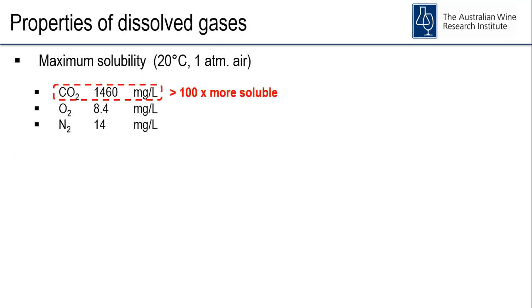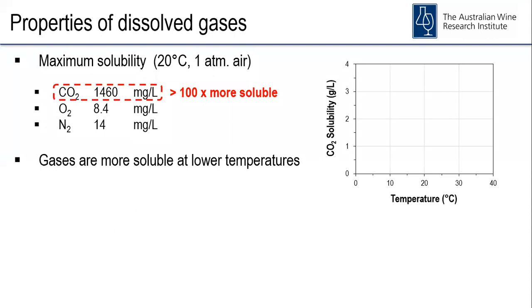I guess the thing that stands out is that carbon dioxide is a lot more soluble than oxygen and nitrogen, so much more so that we typically express it in terms of grams per litre instead of milligrams per litre. With gases, something to remember is that gases are more soluble at lower temperatures. If we look at carbon dioxide, for example, at 40 degrees, you can dissolve less than 1 gram per litre, but at 0 degrees, solubility is closer to 3 grams per litre.